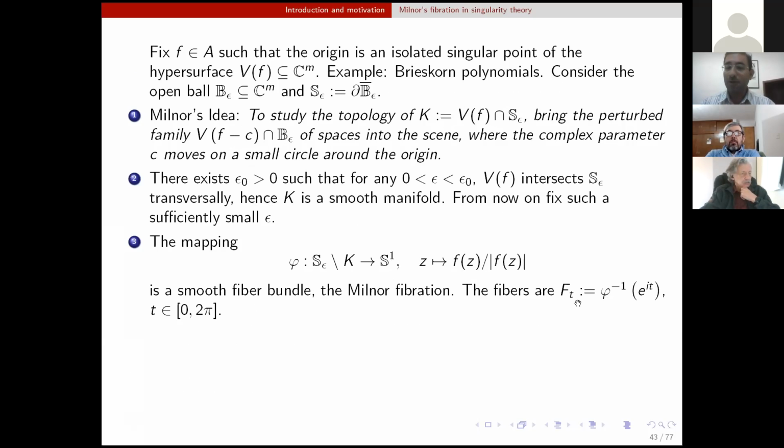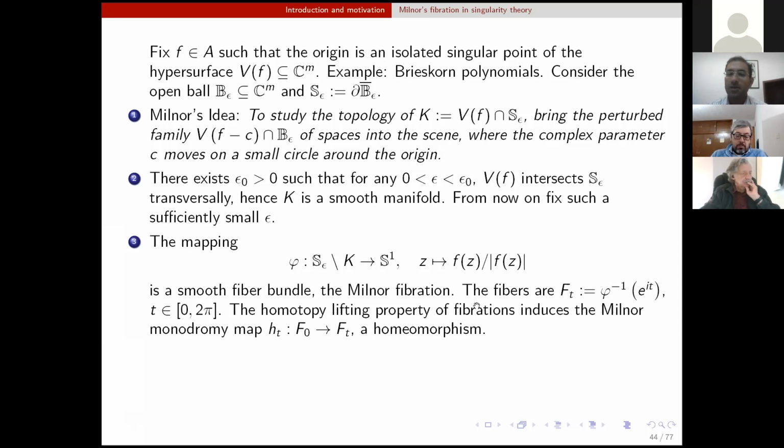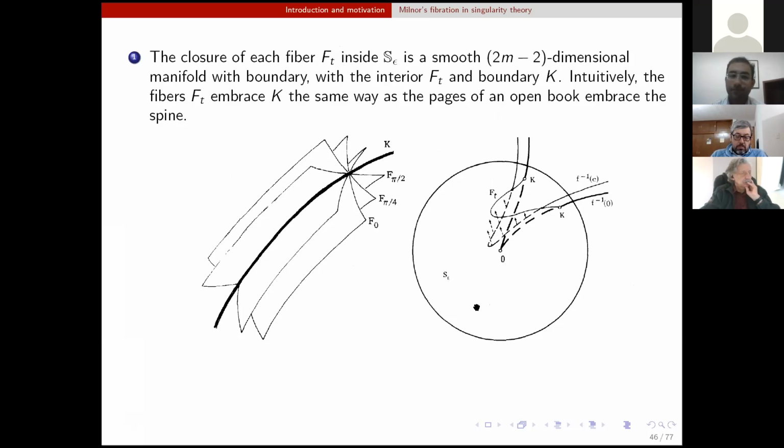The fibers I'm going to denote by F of t, where e to the power of it, with t ranging from 0 to 2 pi, is a parameterization of S1. So the fiber of this smooth fiber bundle I am going to denote by F of t. So how do we study K using these families F of t? This is the picture you need to have in mind. Intuitively, this is like an open book. The fibers F of t embrace K the same way as the pages of an open book embrace the spine. So K looks like a knot.